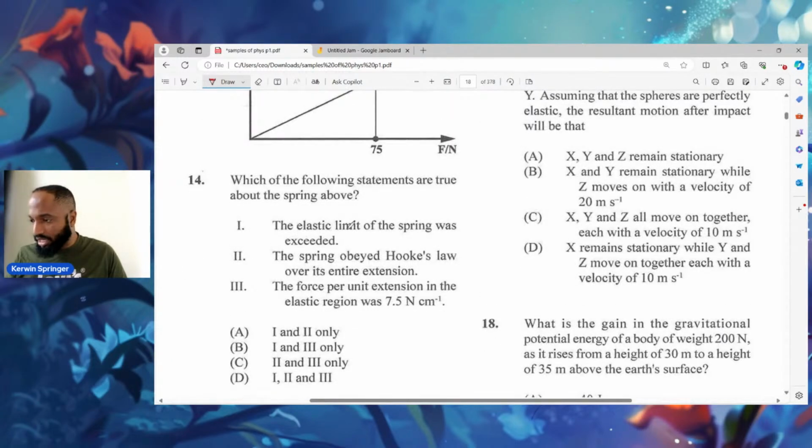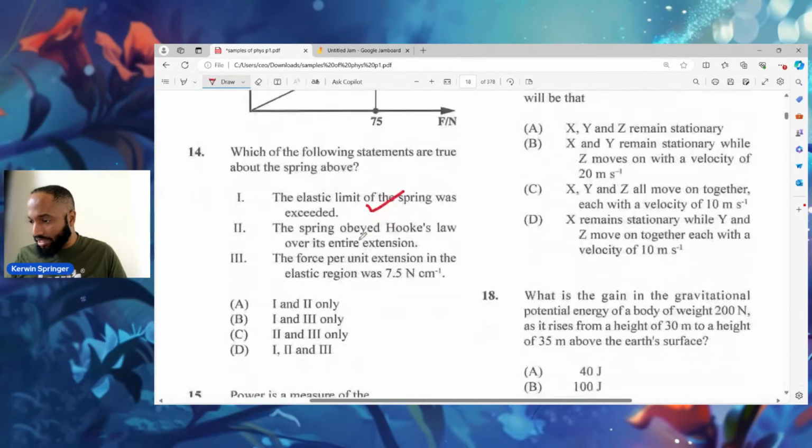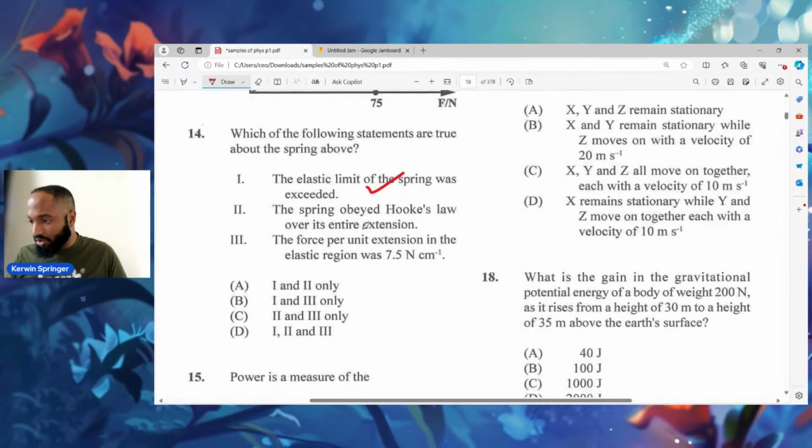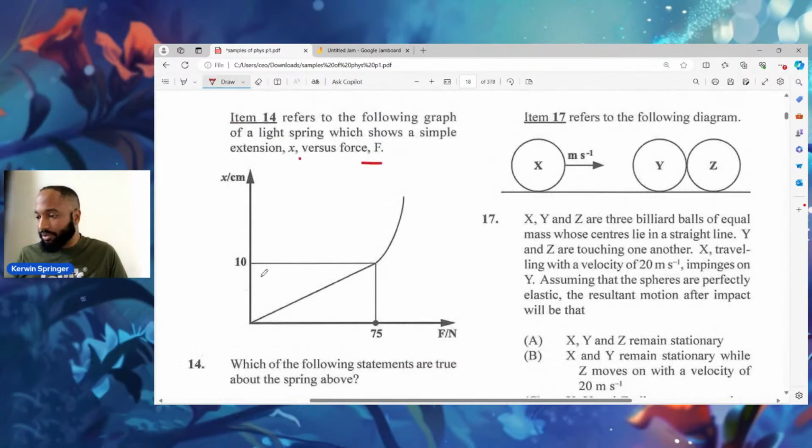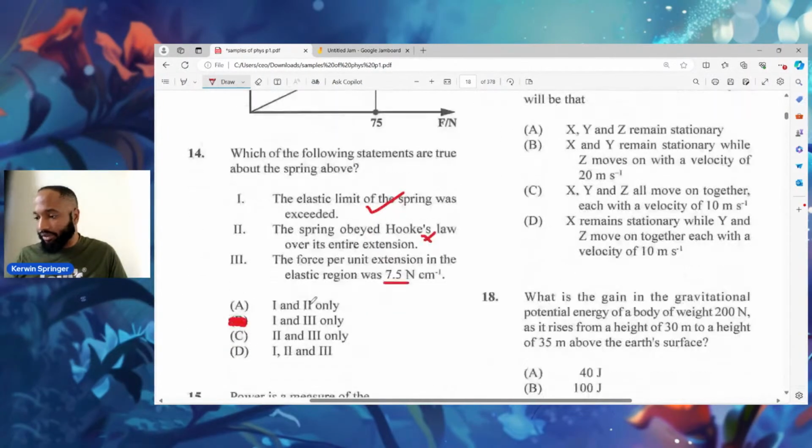So the elastic limit of the spring was exceeded, yeah, because look, it's starting to do wild things. The spring obeyed Hooke's law over its entire extension. The force per unit extension in the elastic region was 7.5. Most likely that's correct because it only had 1 and 3 as options. So the answer is B. 10, yeah, 7.5, yeah, that'll work.